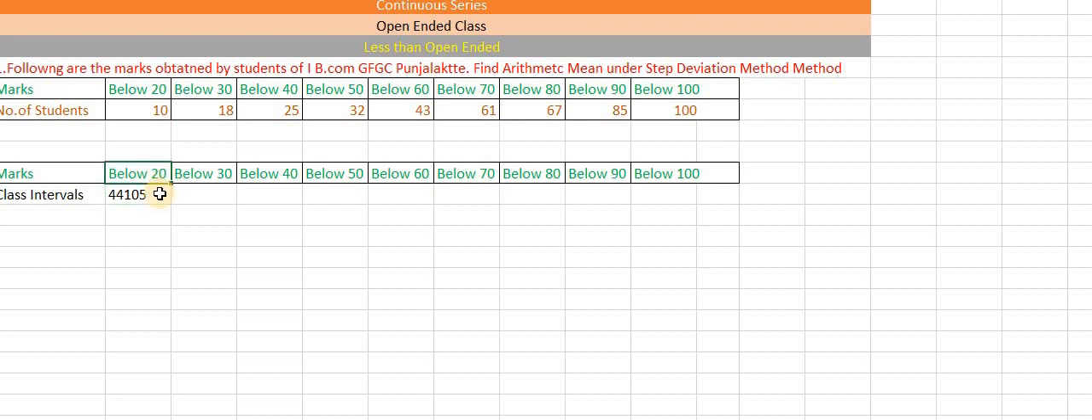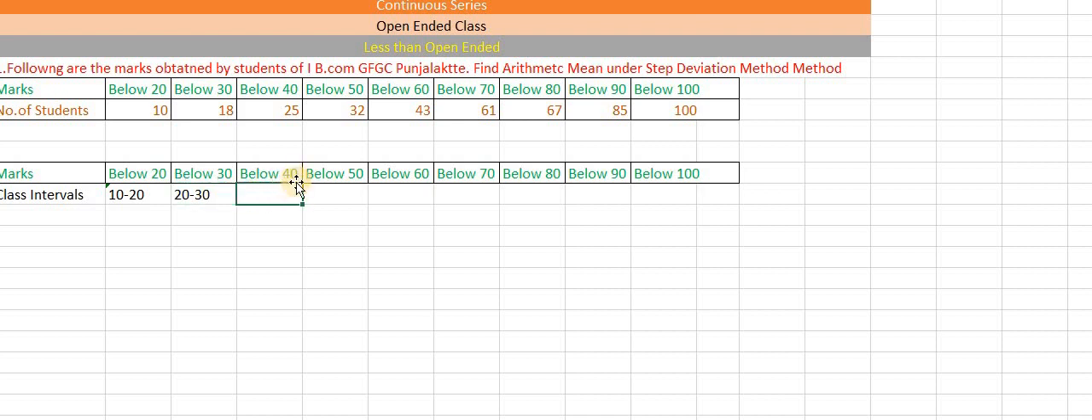So 20 is the upper class limit. 20 minus class interval 10 gives 10, so it is 10 to 20. And here 30 is our upper class limit, minus the class interval, the C value, 10. So 30 minus 10 is 20. The lower class limit is 20 and the upper class limit is 30.